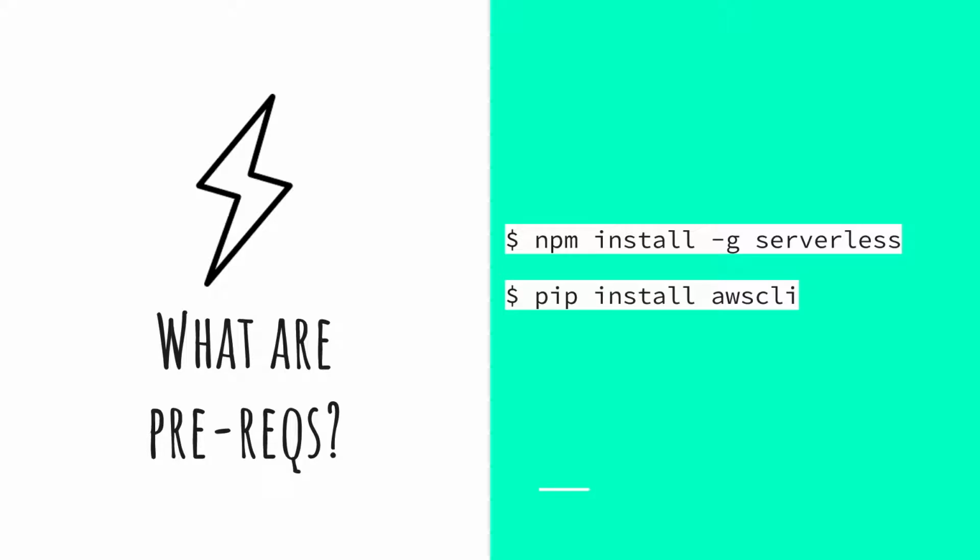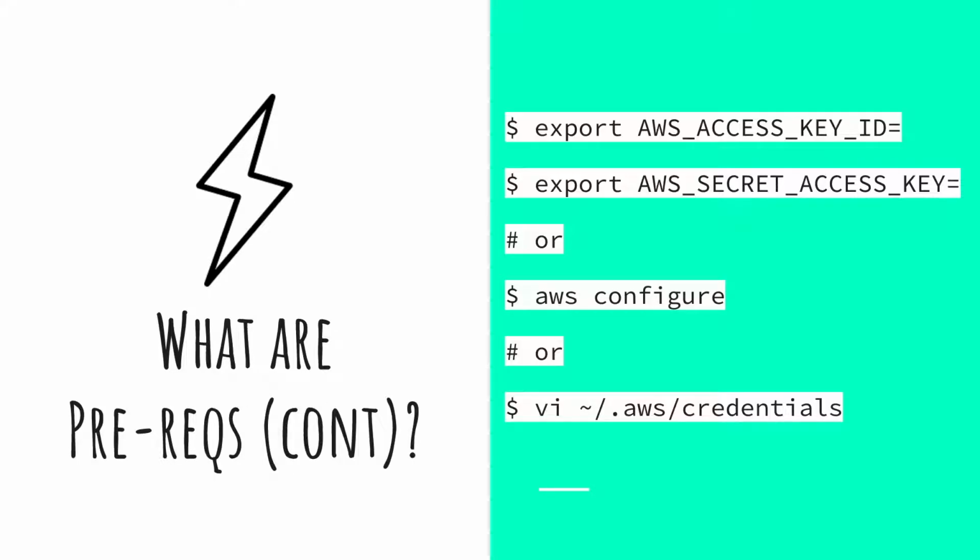So the prereqs that I'm not going to be covering, you can read about these in the serverless docs, is I'm going to start with serverless installed. Serverless depends on Node and NPM, and you just install that globally via npm install -g serverless. And then I also need the AWS command line tools. Those are handled with pip install awscli.